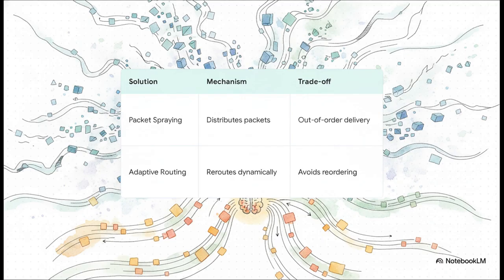The alternative is adaptive routing, which is a much more elegant approach. It actively monitors congestion on every path and dynamically reroutes flows away from the jams. It skips that heavy out-of-order delivery overhead, but still balances the load way better than static ECMP. As an architect, you've really got to weigh these trade-offs based on what your hardware can actually handle.